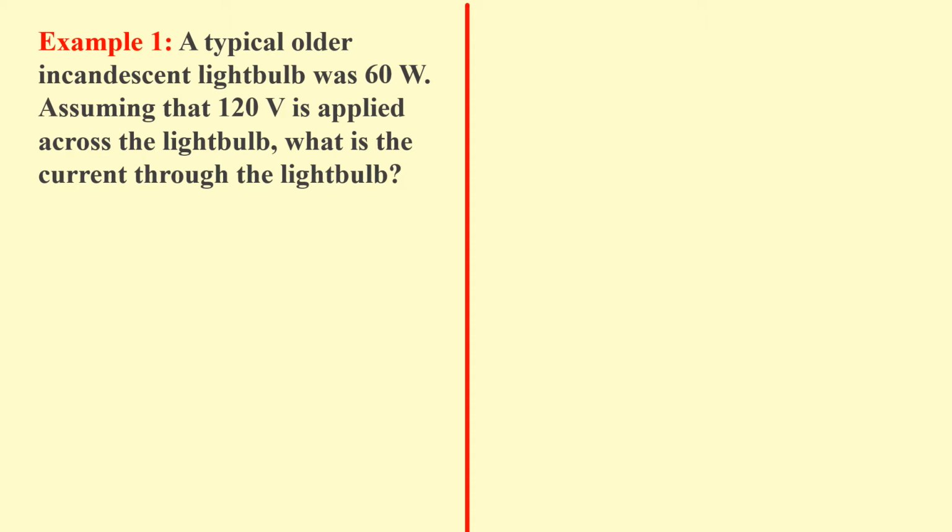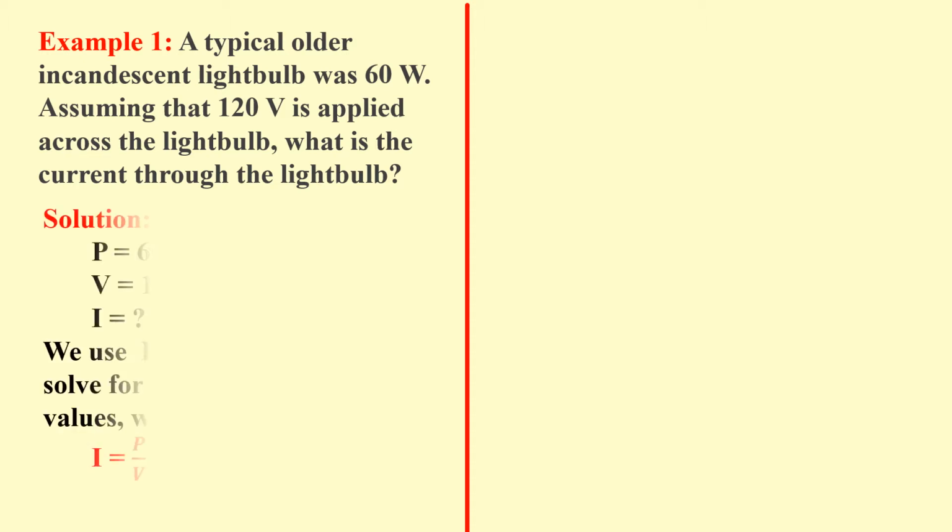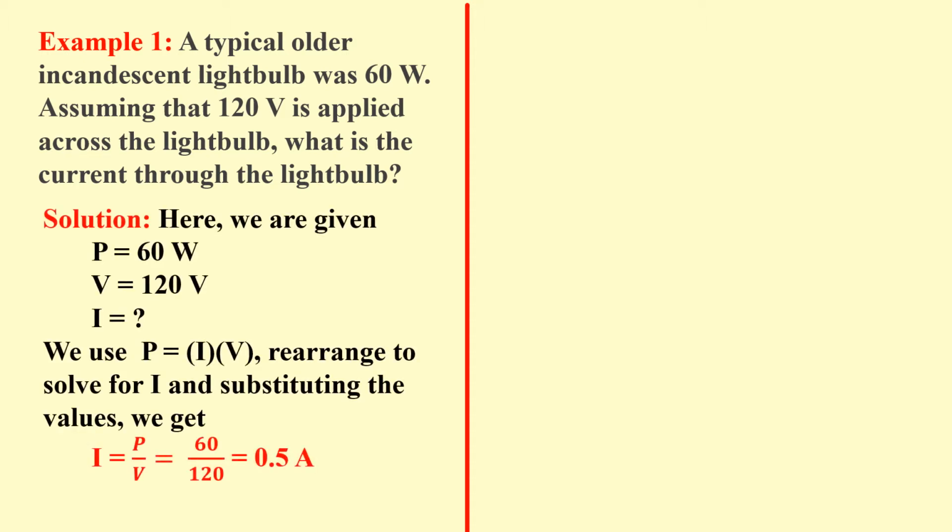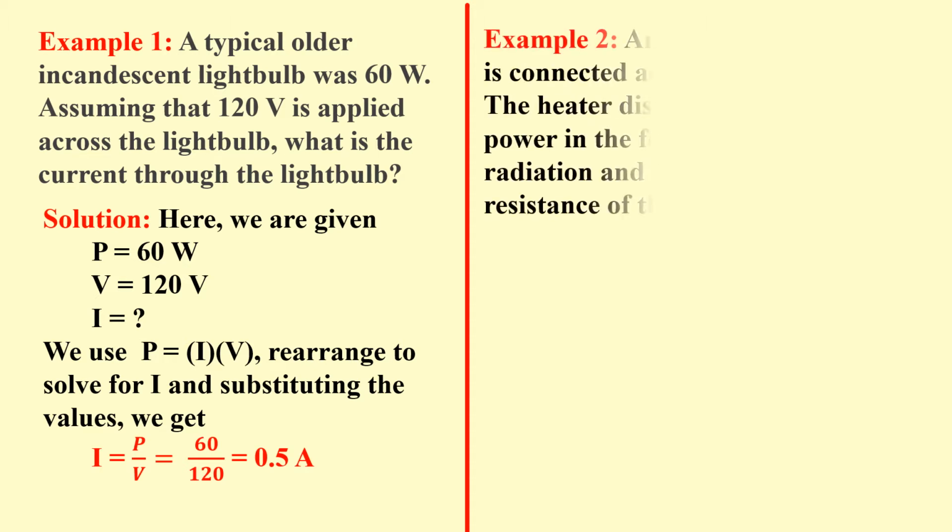A typical older incandescent light bulb was 60 watts. Assuming that 120 volts is applied across the light bulb, what is the current through the light bulb? Solution. Here we are given the power, which is 60 watts. Voltage is 120 volts, and we are required to find the current I. So, we use the formula P equals I times V, rearrange to solve for I, and substituting the values, we get I equals P over V, or 60 over 120 equals 0.5 amp.